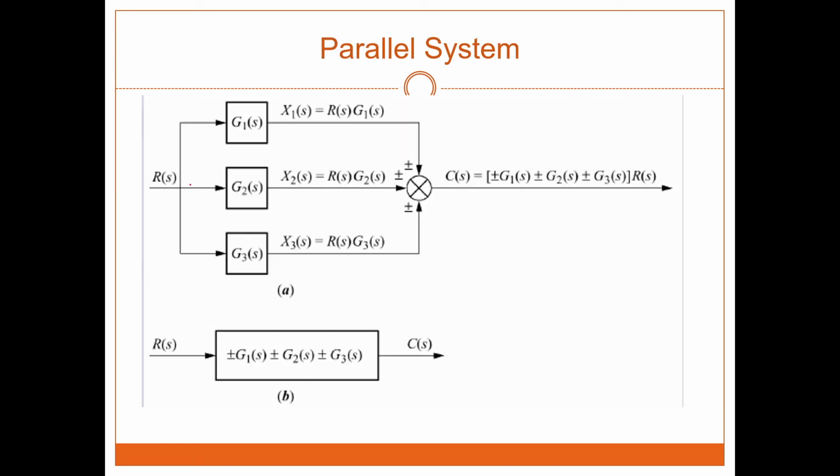Also, if the system has a parallel structure, the first system is RsG1, the second one RsG2, and the third one RsG3, and then this is the multiplier. So the multiplier will combine all the responses and multiply by the Rs. So we factorize it, and now it becomes the cascaded system after we simplify.